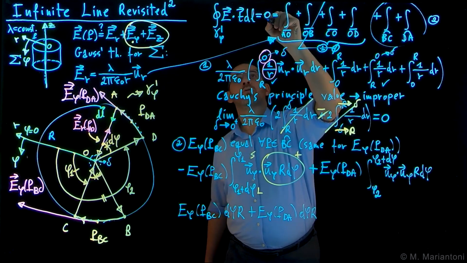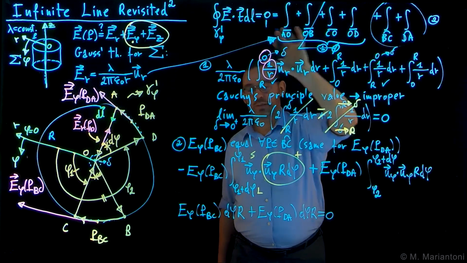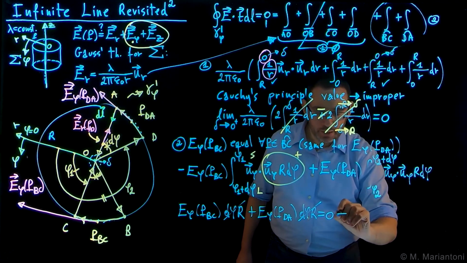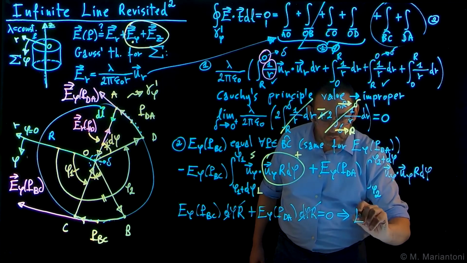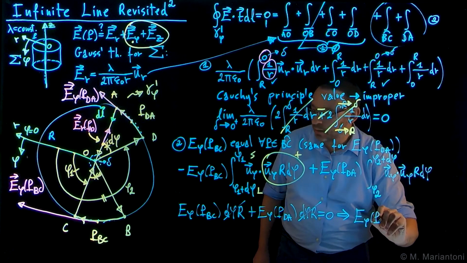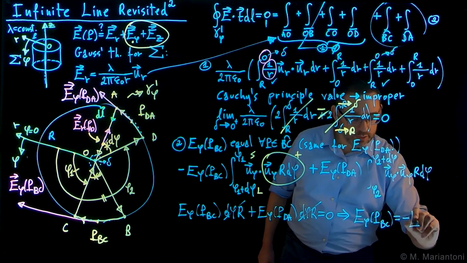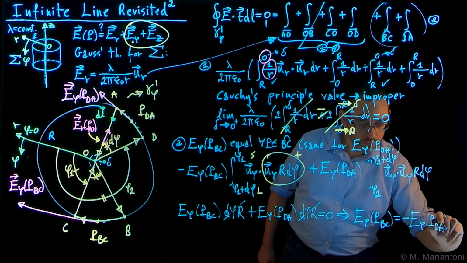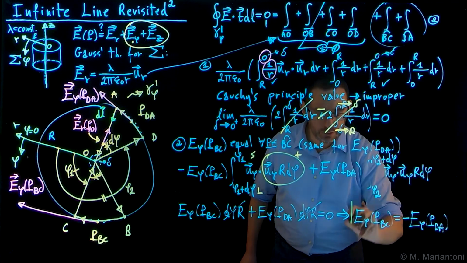This has to be equal to 0, okay, because already this is equal to 0, so this sum has to be equal to 0. We can thus cancel these two quantities. And what we obtain here is simply that E varphi at point capital P_BC has to be equal to minus E varphi at point capital P_DA. Okay, so this is the condition we find from the rotational property of the electrostatic field.